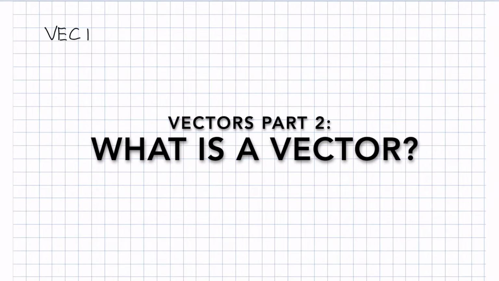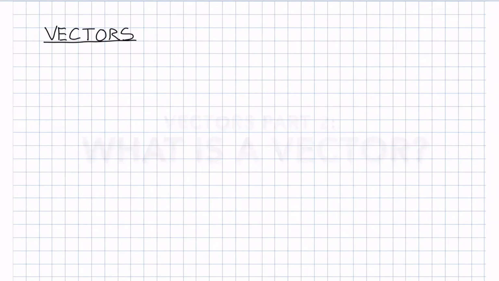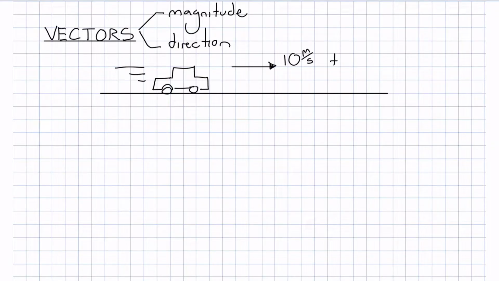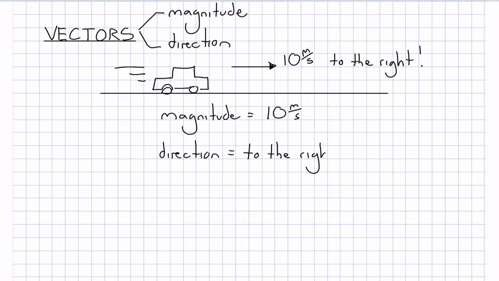In this video, we're going to discuss more about what is a vector. Well, a vector quantity is one that has both magnitude and direction. So for example, if you had a car moving to the right at a speed of 10 meters per second, then we would say the velocity vector had a magnitude of 10 meters per second and its direction is to the right. Together they make up a vector quantity.